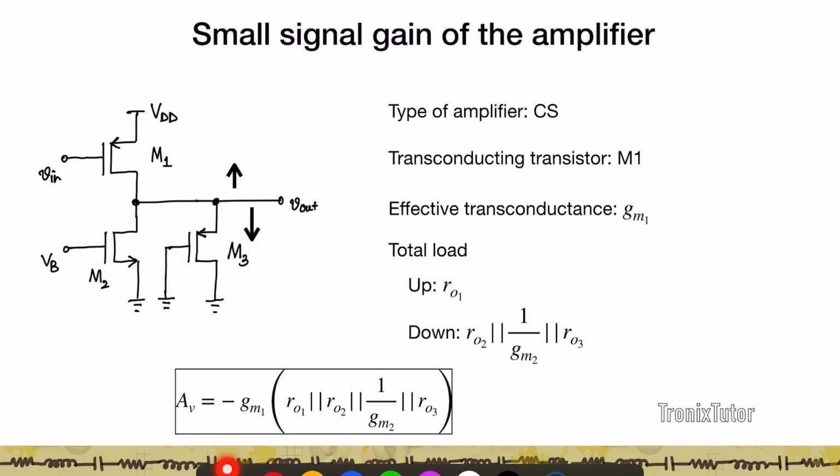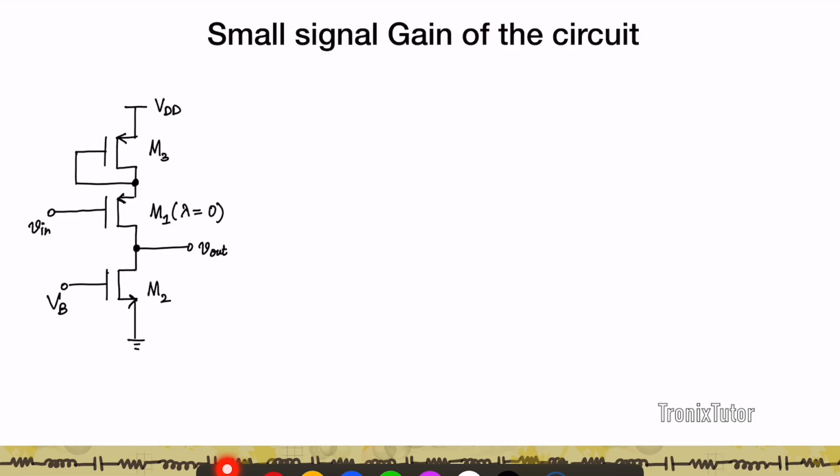Okay, let's look at another example. Here again, I want to find out the small signal gain of the circuit. As always, let's first begin by identifying what kind of amplifier stage this circuit looks like. Again, here I have an input voltage going into the gate of a PMOS transistor. Therefore, this has to be either a common source or a common drain configuration.